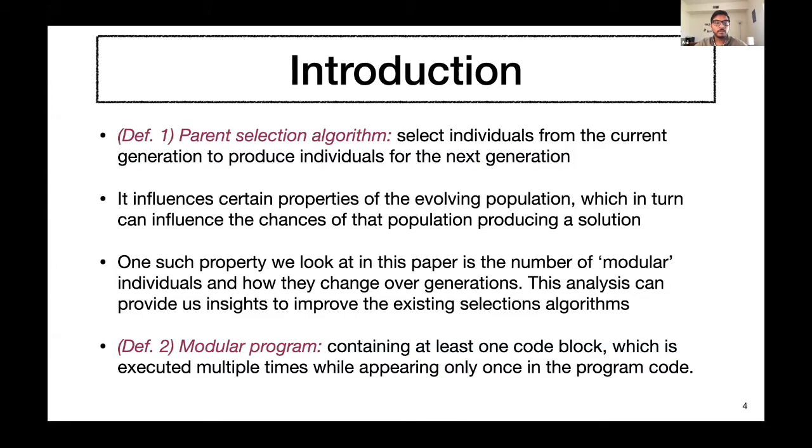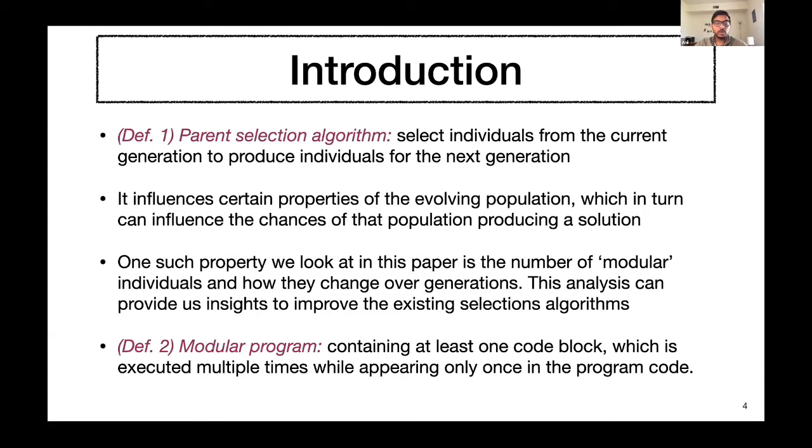Let's start with some concepts. Parent selection algorithm is a method which is employed to select individuals from the current generation that can be used to produce individuals for the next generation. Although the selection methods use only errors on the test cases, they can influence other properties of the population, which in turn can influence the chances of that population producing a successful individual program. One such property that we look at in this paper is the number of modular individuals and how they change over generations. This analysis can provide us insights to improve the existing selection algorithms.